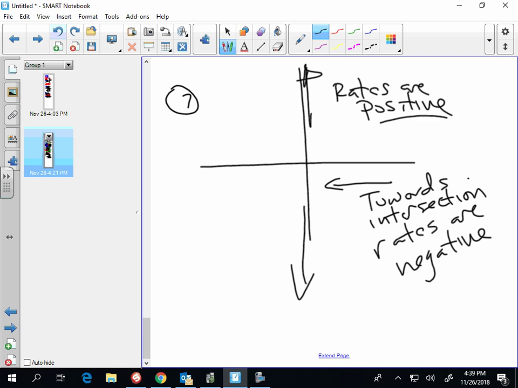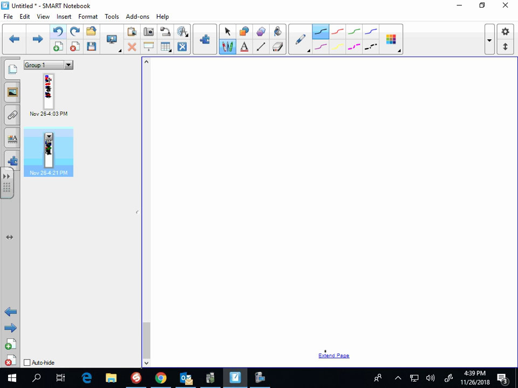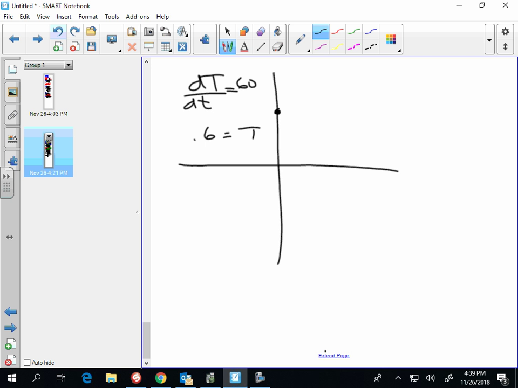That's true for all intersection problems like numbers 7, 8, and 9. Okay, let's take a look at 7. 7 says we've got a road and a railroad track at right angles. The train is heading south at 60 miles per hour. The train is 0.6 miles north. So t equals 0.6, and the train is moving at 60 miles an hour. That's dt/dt, which is 60 miles per hour.